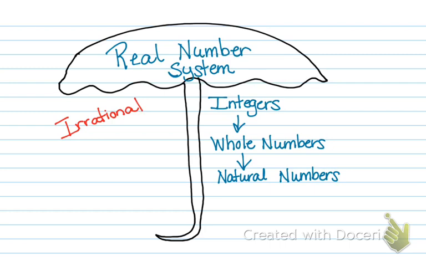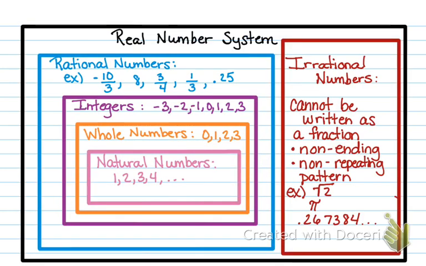Here's a little bit better visual, kind of what you'll see more often. This whole big black box is the real number system. And within the real number system, you have 2 separate areas. You have the irrational numbers, which cannot be written as fractions. Those are those non-ending numbers, those non-repeating patterns, something like pi or 0.267384... Those little dots mean that something is continuing. There's something going on. We just don't know what it is. It's going on crazy. It could be a 2 next. It could be a 1.